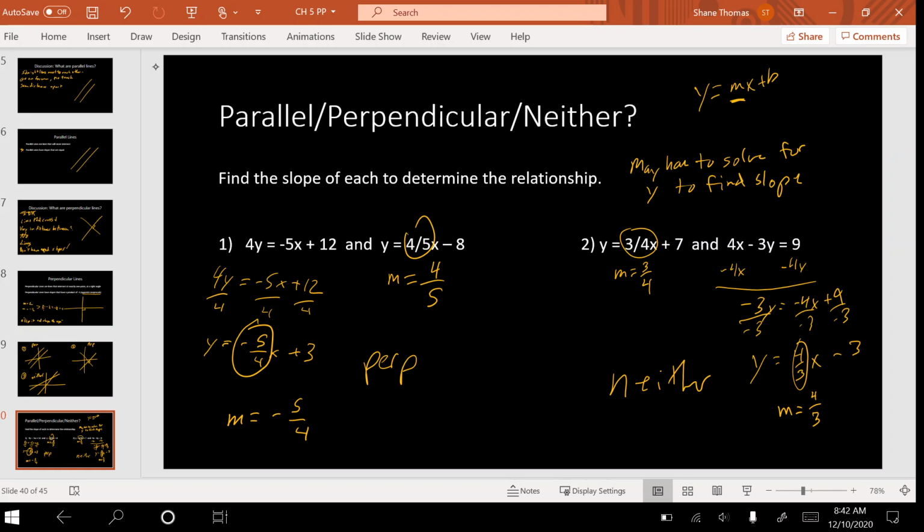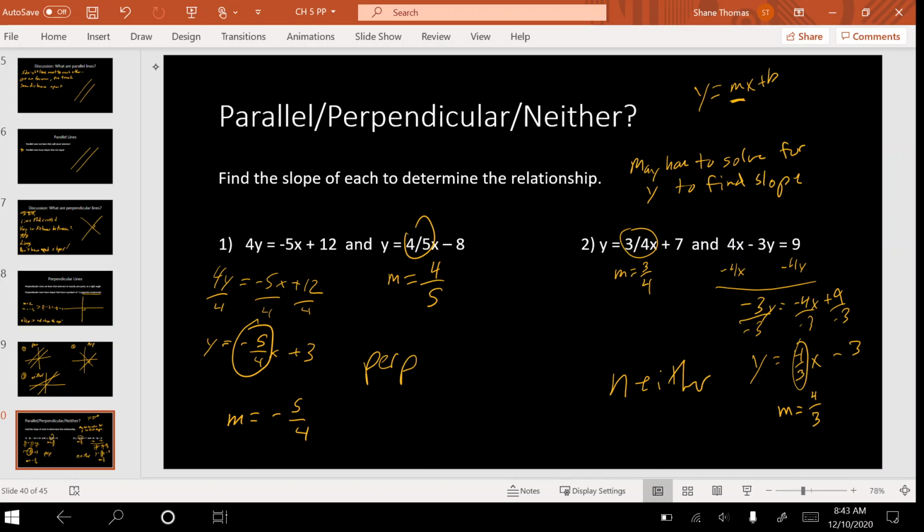All right, they're reciprocals, but they're not opposite reciprocals, so it didn't fit all the qualifications. Therefore, it would be neither. That means they somehow intersect, and it's going to be something other than a right angle.